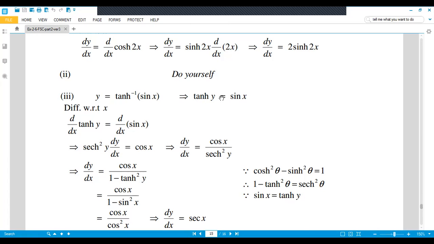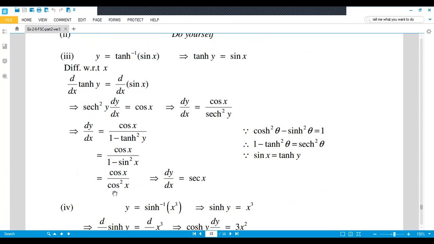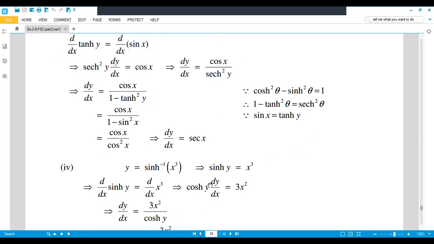If you check, sin x is equal to tanh y, so you put the value 1 minus sin square x. You know that 1 minus sin square x is equal to cos square x. The identity used here is sin square theta plus cos square theta is equal to 1. So cos square theta is equal to 1 minus sin square theta. So cos square and cos cancel, and you get 1 over cos x. 1 over cos x is equal to sec x. Come to the fourth part.